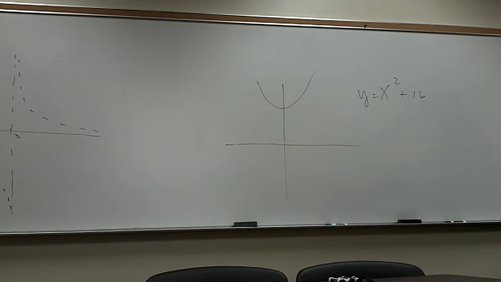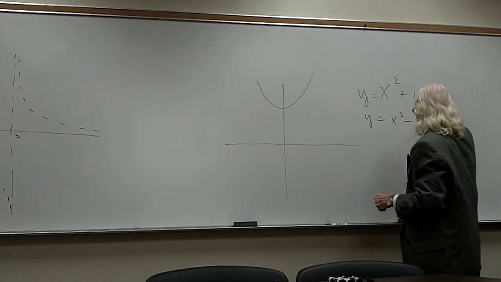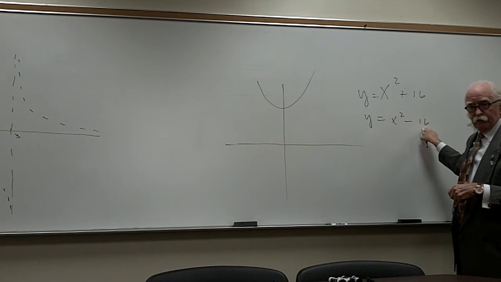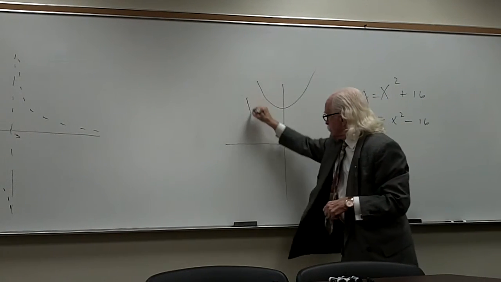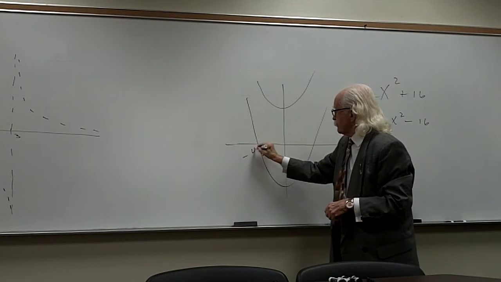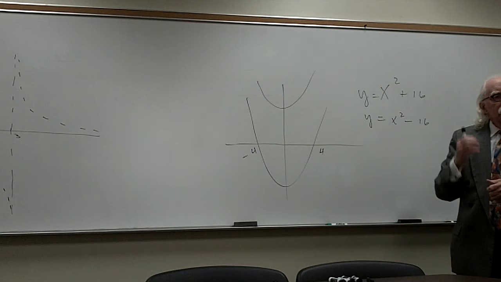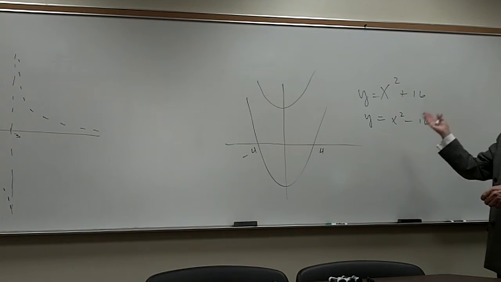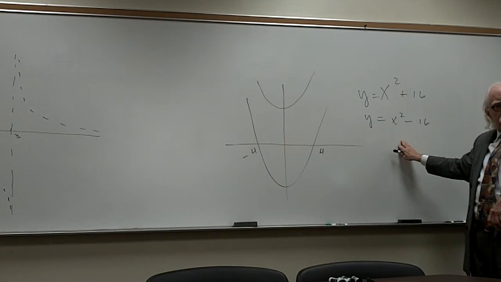If that had been x squared minus 16, y is equal to x squared minus 16, this is always factorable because it's the difference between two squares. And you can make it equal to 0 simply because of minus 4 and plus 4. It does that. There are two solutions to this problem.